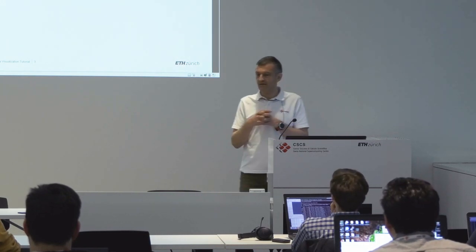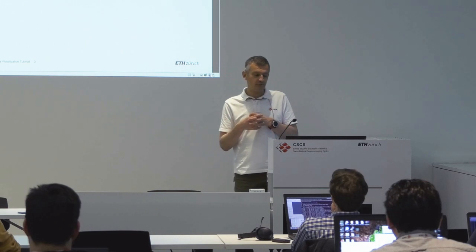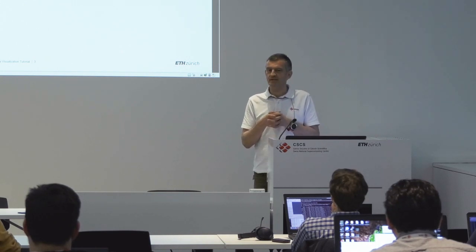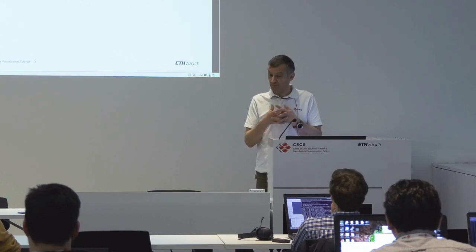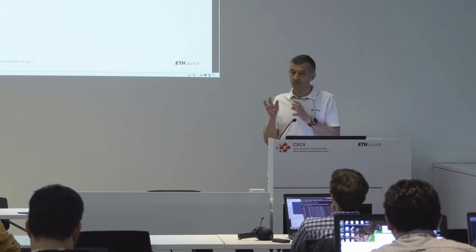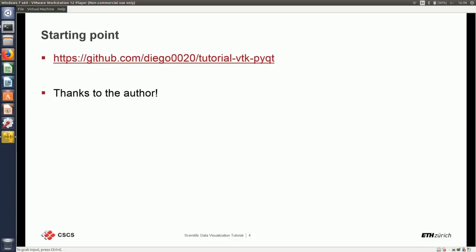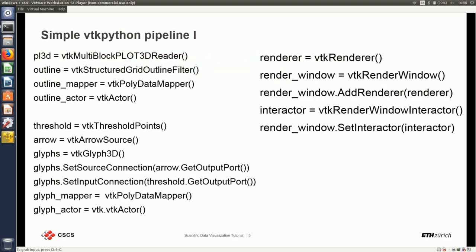Another reason, as we've said already, is that not all the VTK functionality is visible in ParaView. However, if you write a VTK-only Python script, then you have the full VTK, and you add to this your little graphical user interface, a couple of buttons, a couple of sliders, and you're done. This is what I want to show. The starting point is a tutorial that I found by just asking Google. Here's the address. It's done very nicely. Thanks to this anonymous author I've never met, this was the inspiring starting point for my work.